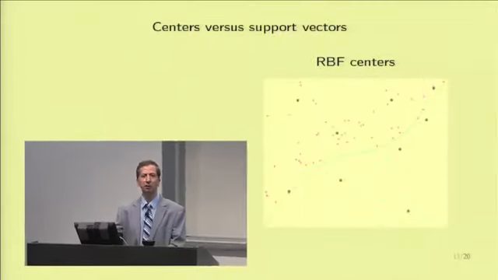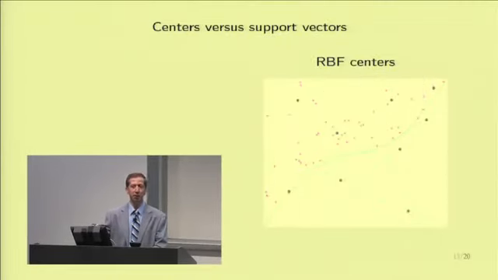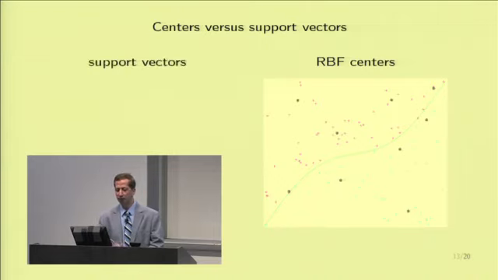Okay? So let's start with the RBF centers. Here they are, and I put them on the data that is labeled, not that I got them from the labeled data, but just to have the same picture right and left. Okay? So these are where the centers are. Everybody sees them clearly. Now let me remind you of what the support vectors from last time looked like. Here are the support vectors.